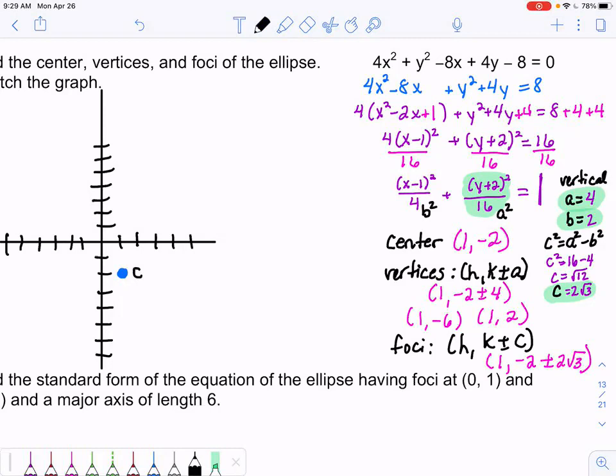Kaden told us one vertex is at 1, -6. And the other vertex is up at 1, 2. You can see they lie on the same vertical line. The distance from the center to the vertex should be 4 because that was A. So I have a distance of 4 up and a distance of 4 down.